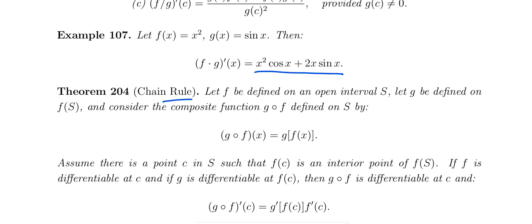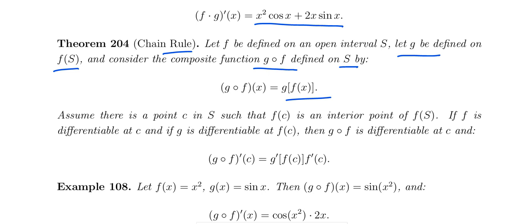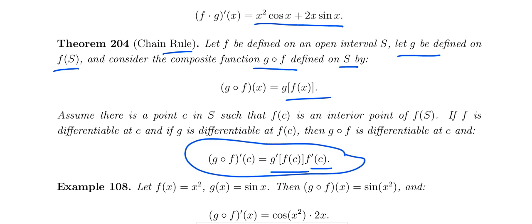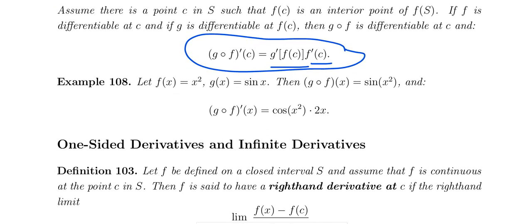The chain rule: let f be defined on the open interval s, and g defined on f of s. Then the composite function g of f is defined on s, g of f of x equal to g of f of x. The derivative of g of f at c equals g dash of f of c into f dash of c. That is called the chain rule. That means g of f is differentiable at c, in the case that f is differentiable at c, g is differentiable at f of c, and then g of f is differentiable at c.